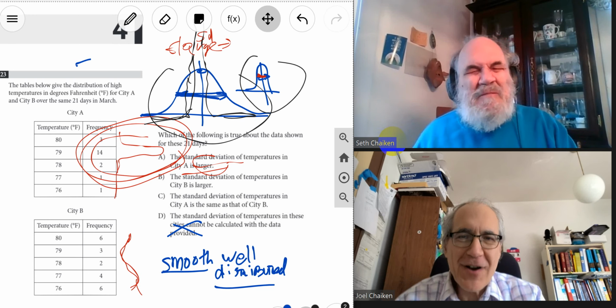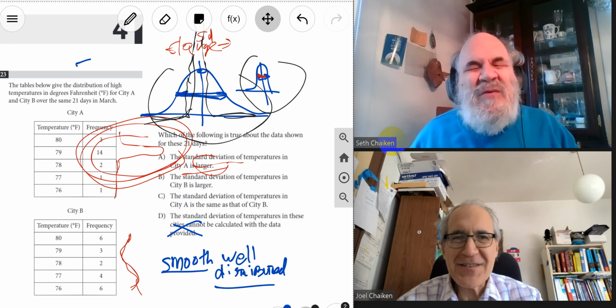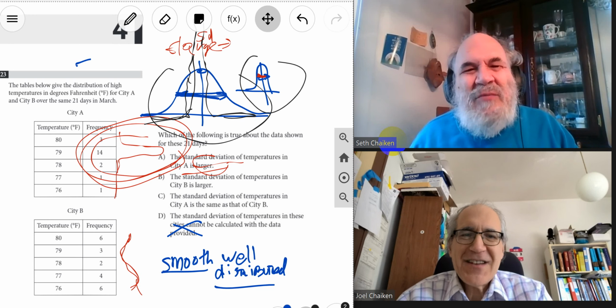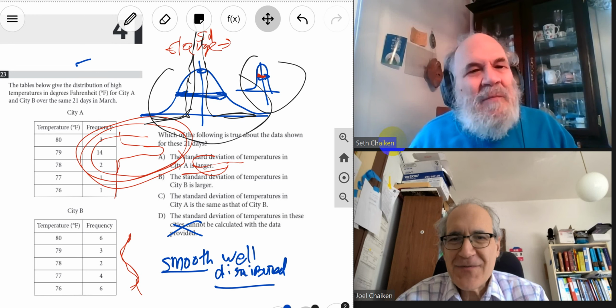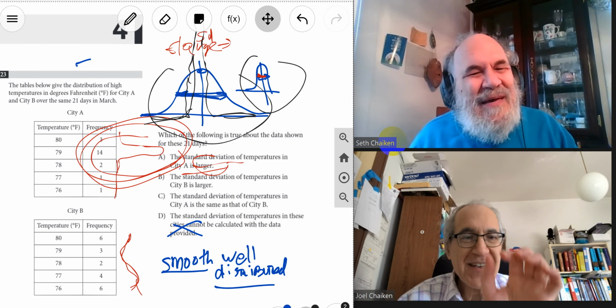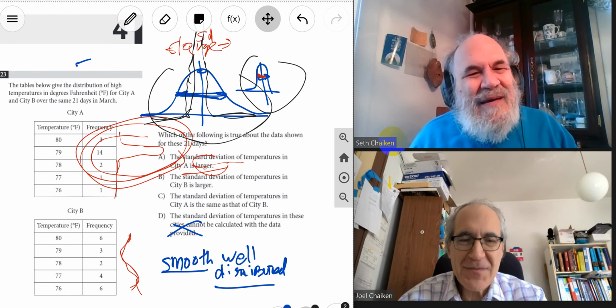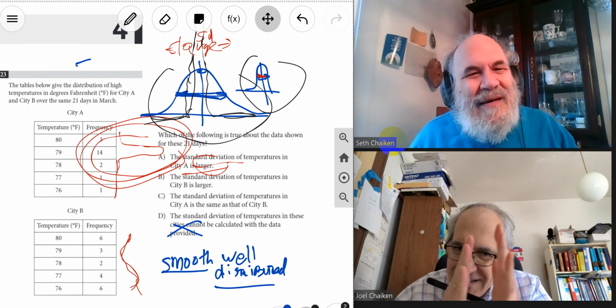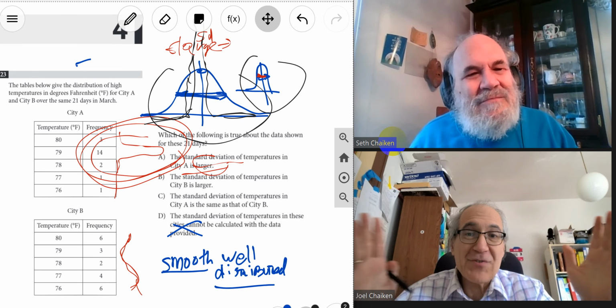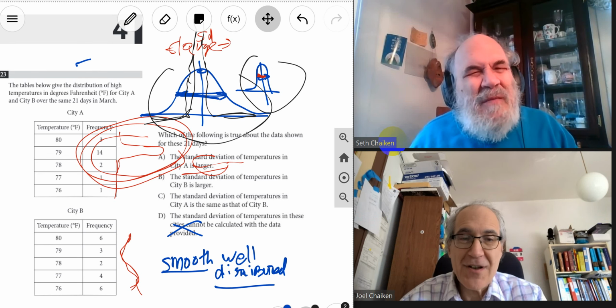We know what we're talking about. If you have a graph... No, our audience doesn't know what we're talking about. We have to teach them. Yes, they do. If you have a small spread, it's a small standard deviation. If the graph looks like this, it's a small deviation. If the data is all spread out, it's a large standard deviation.